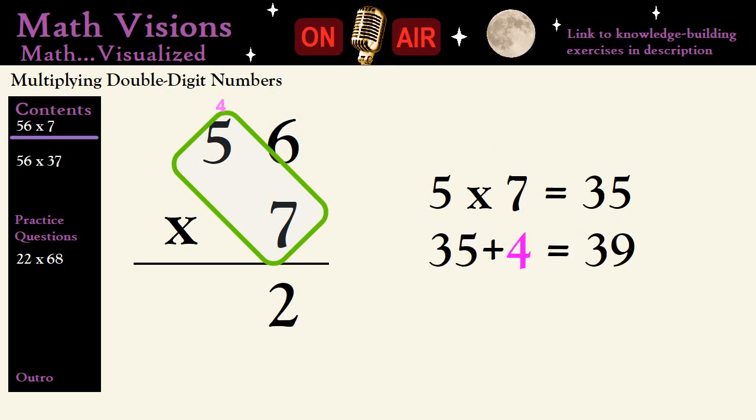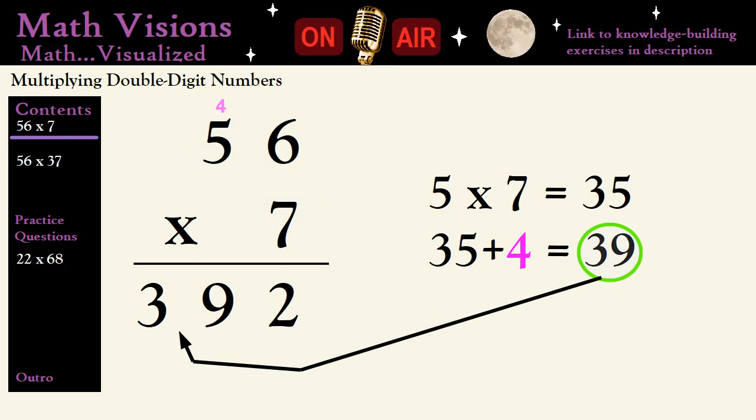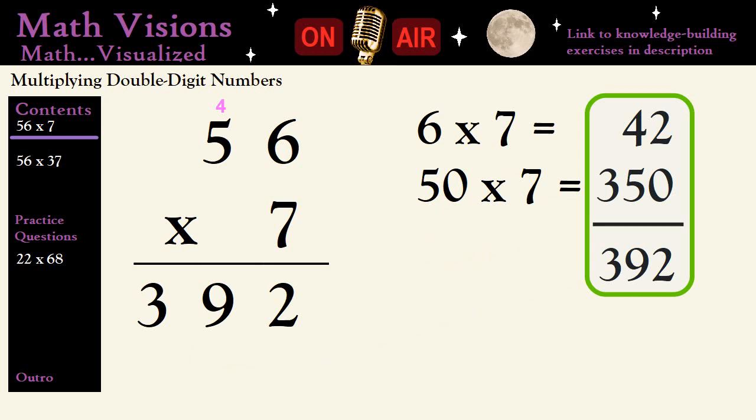Therefore, we add this 4 to 35, which gives us a total of 39. Next, we write this 39 in front of the 2 we brought down. So now we know the answer to 56 times 7 is 392. Basically, this is the shorthand version of multiplying 6 by 7, then multiplying 50 by 7 and adding the answers.